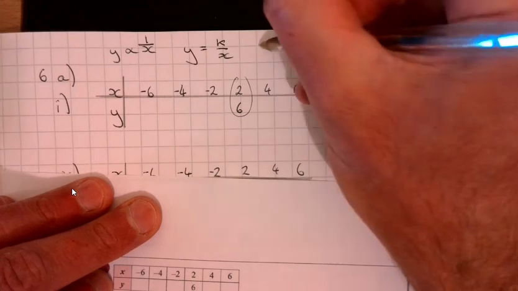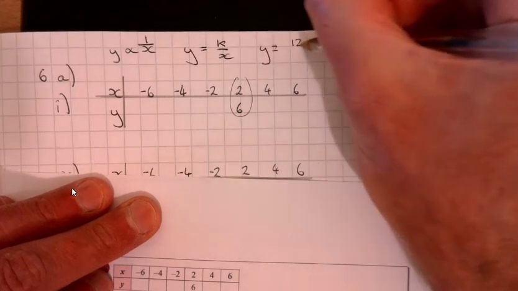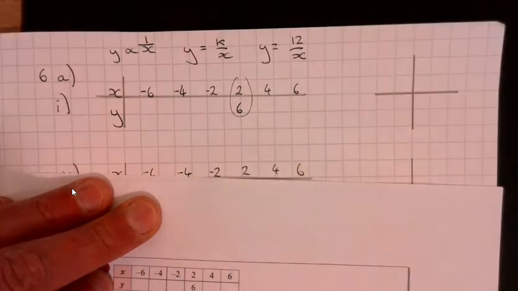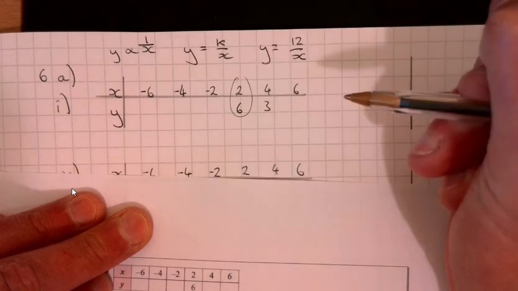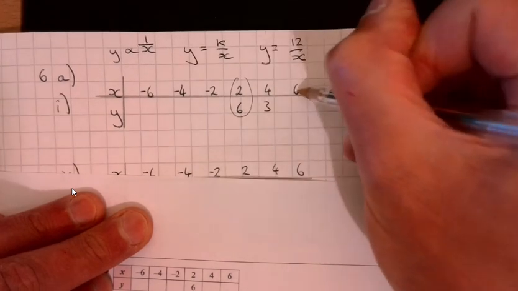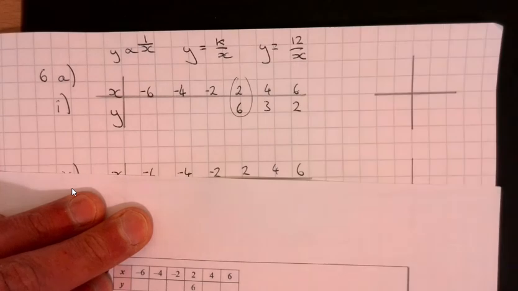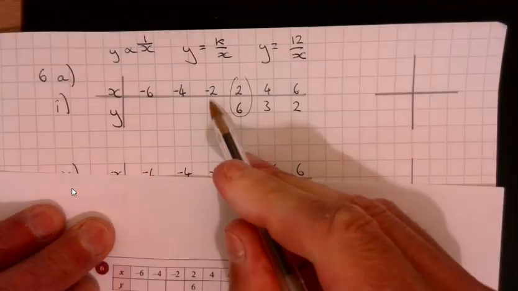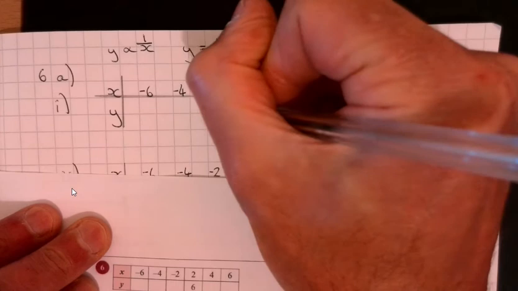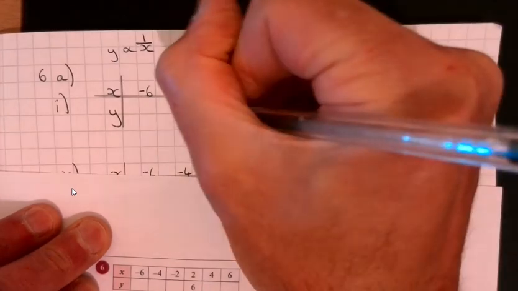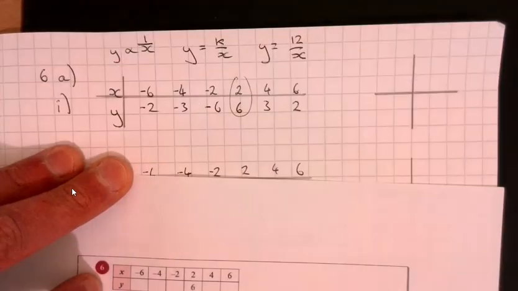I'm doing this a little bit too quick. y equals 12 over x. So 12 divided by 4 is 3. 12 divided by 6 is 2. And these guys over here, they're all just going to be the negative version, aren't they? Okay, minus 6, minus 3, and minus 2 for the last one.